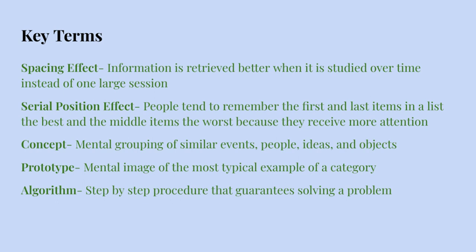A concept is the mental grouping of similar events, people, ideas, and objects. A prototype is a mental image of the most typical example of a category. So when somebody imagines a dog, we all pretty much imagine not the same type of dog, but the same figure: a medium-sized animal with 4 legs, a tail, and fur. And then an algorithm is a step-by-step procedure that guarantees solving a problem.